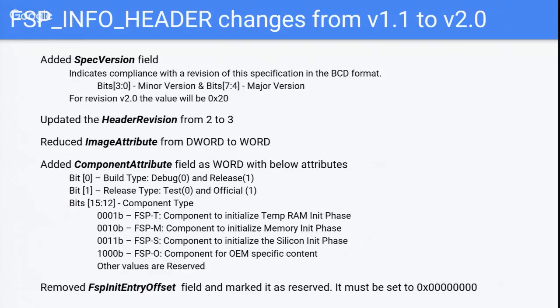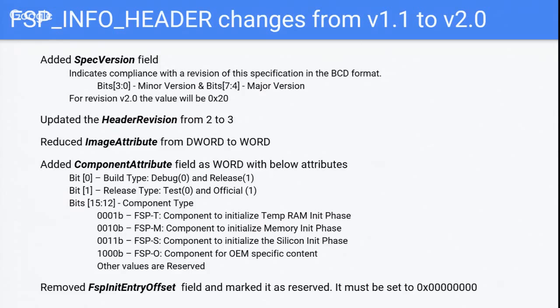So we reduced that to a word and defined a component attribute in the other word, which will indicate the types of use cases, like whether it's a debug FSP or a release version, and also whether it is an official release versus an engineering test build, because in this way, when you get a binary, it could be easily identified by the binary itself and not necessarily have to figure it out some other way.